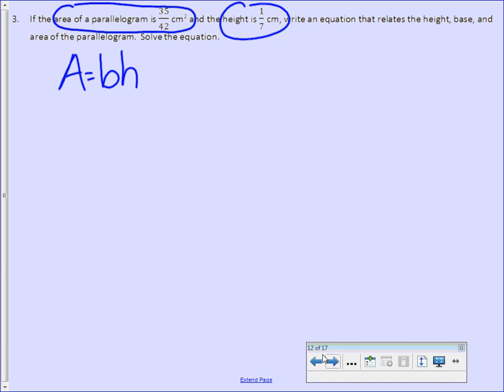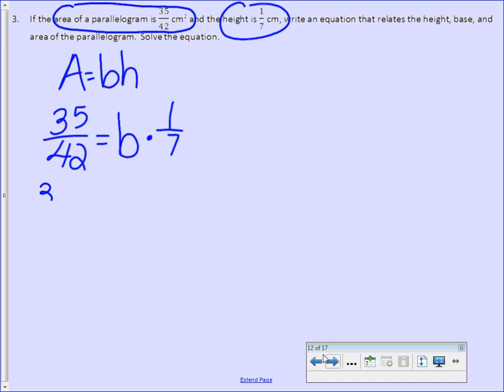Then we're going to replace the letters with the numbers. So area, we're given the area this time. So we place the A with the fraction. We don't know the base. Well, we know the height is 1/7. So now I want to find the value of B. What is the value of the base? What would I have to do to solve that? First you have to divide both sides by 1/7.